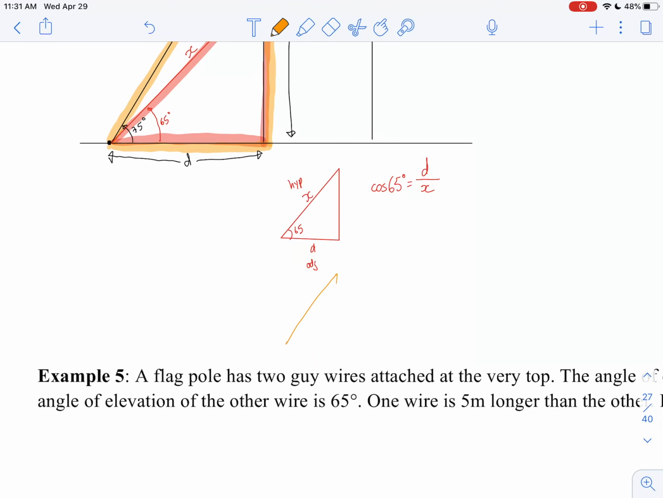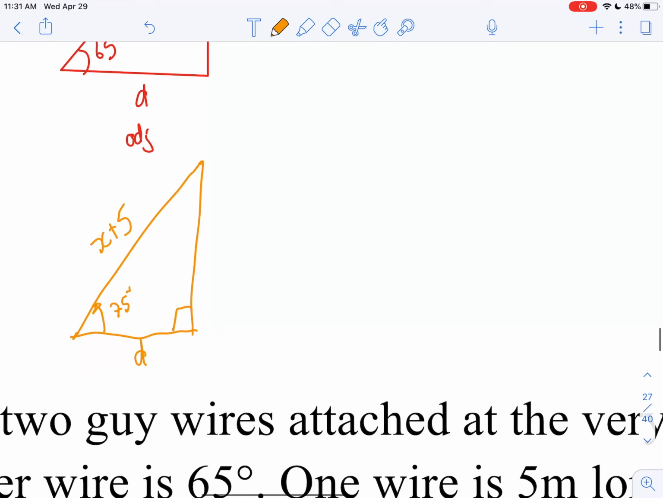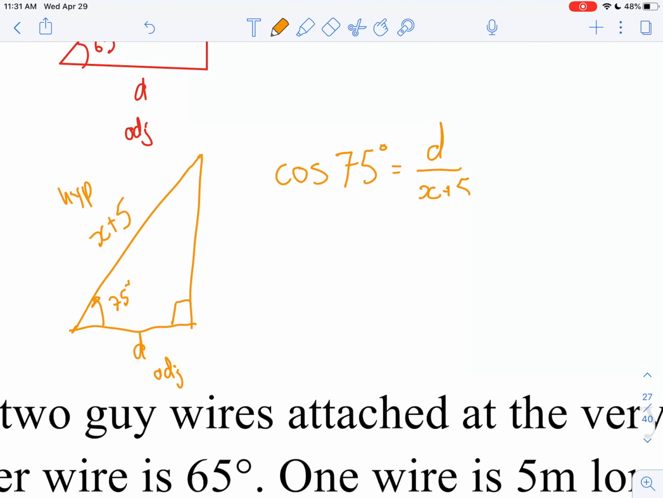So this triangle looks something like this, where we have D, we have x plus 5, and we have an angle of elevation of 75 degrees. And a right angle triangle there, of course. If I wanted to find an equation for this triangle, my D is my adjacent, my x plus 5 is my hypotenuse, and we are going to use a trig ratio that uses A and H, once again cosine. So cosine of 75 degrees is equal to D, adjacent, divided by the hypotenuse, which is x plus 5.